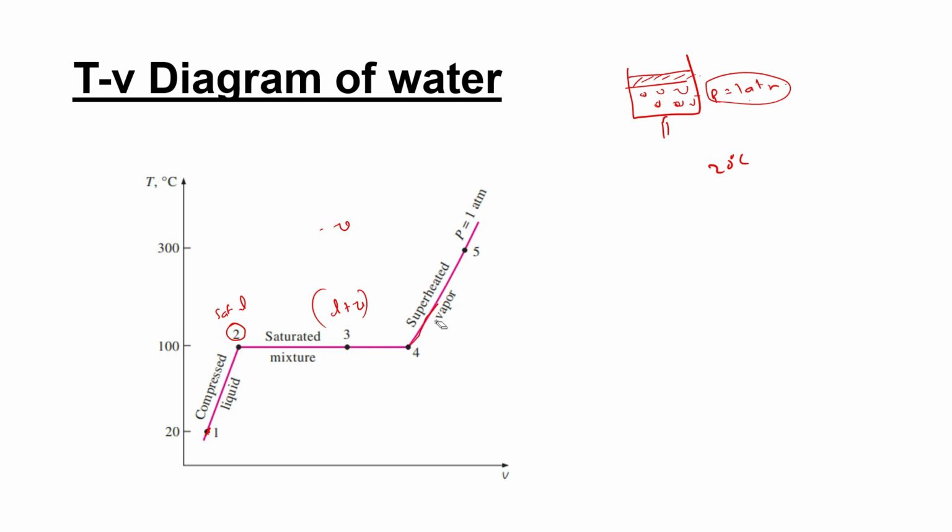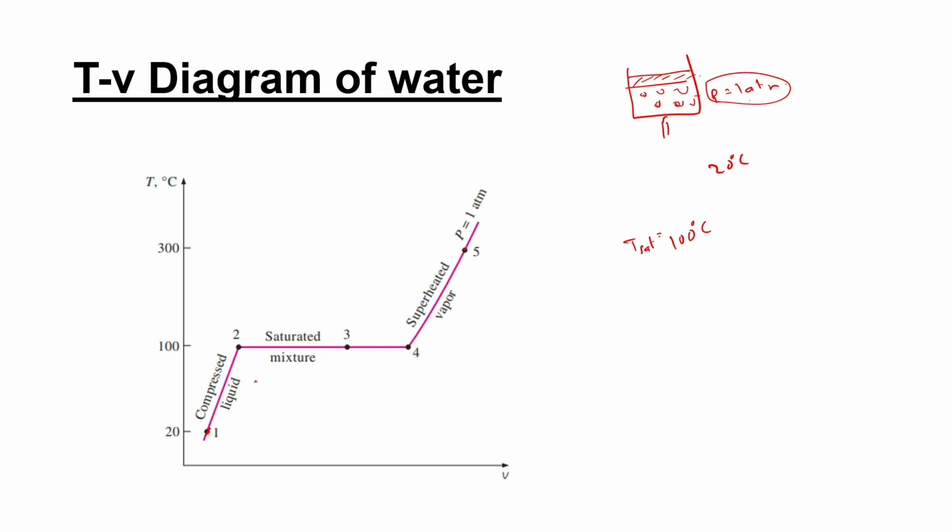Now from 4, if you supply further heat, temperature and volume will increase, and it will become superheated vapor. So if it is at 1 atmosphere pressure, saturation temperature is 100 degrees Celsius. Temperature rises, you can see that it reaches up to 300 degrees Celsius. This state 5 is a superheated vapor state. So this is how you draw the temperature volume diagram. When you supply heat, when the temperature rises, volume also will rise.